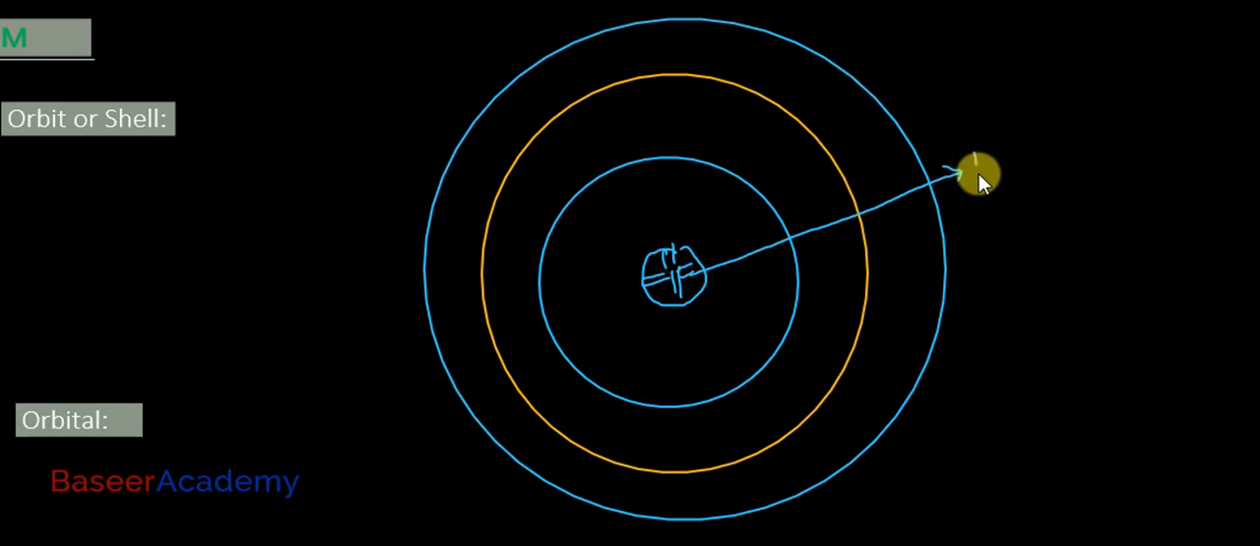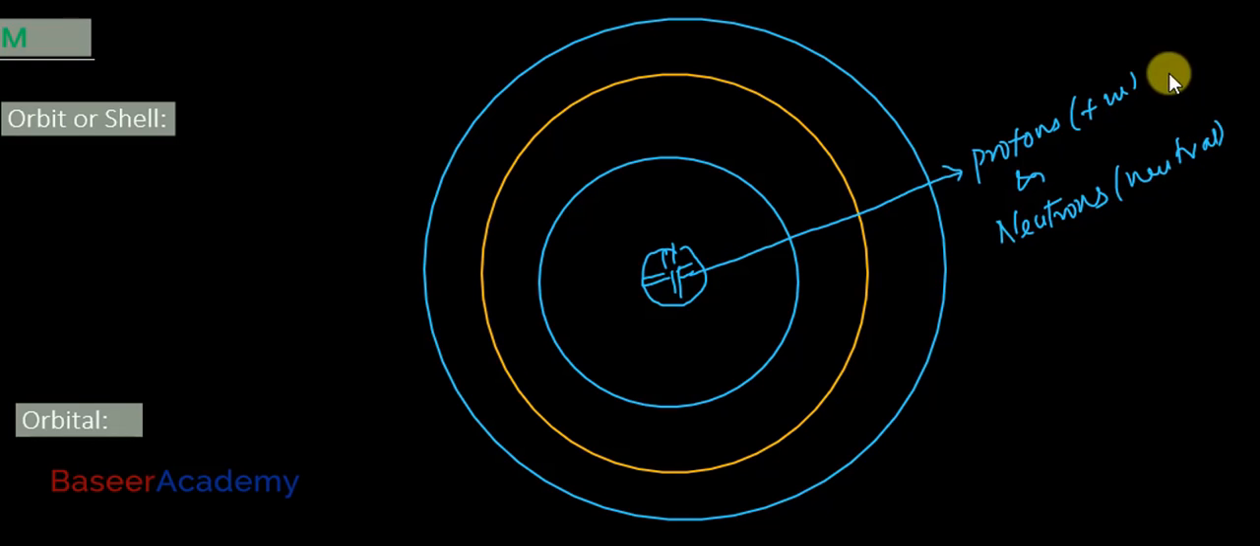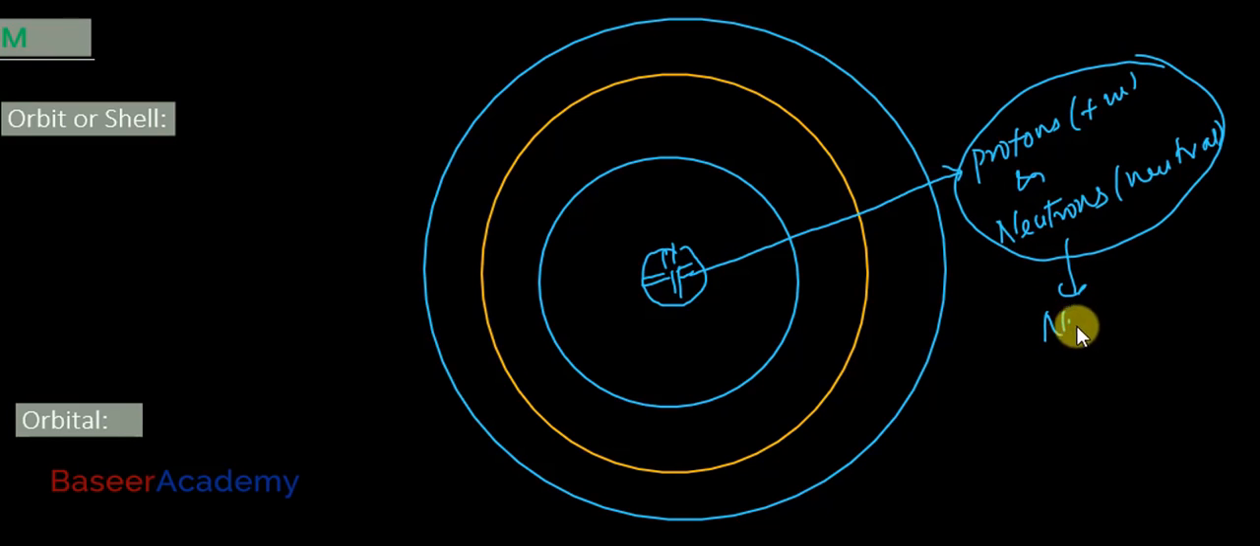And nucleus is made up of protons and neutrons. Protons have a positive charge. Neutrons do not have any charge. We say that they don't have any charge. They are neutral. These protons and neutrons together are known as nucleons because they reside inside the nucleus. Since protons and neutrons are inside the nucleus, we call them nucleons.